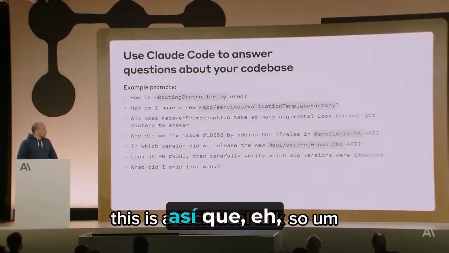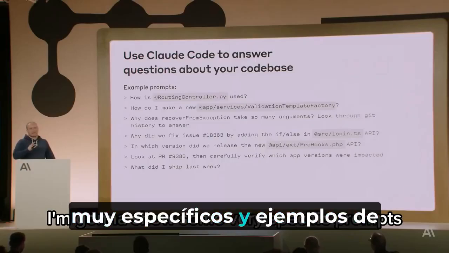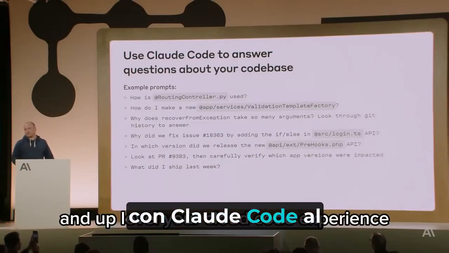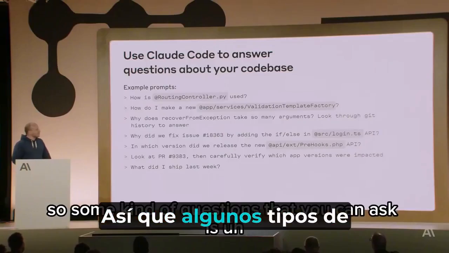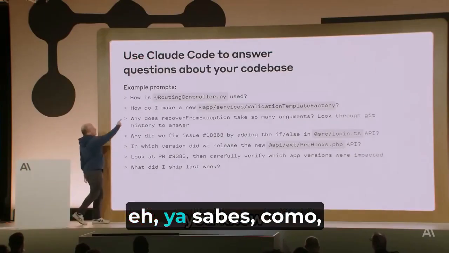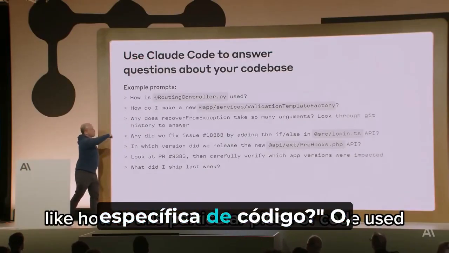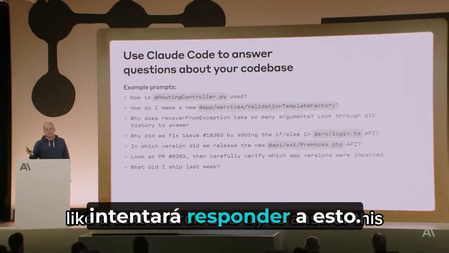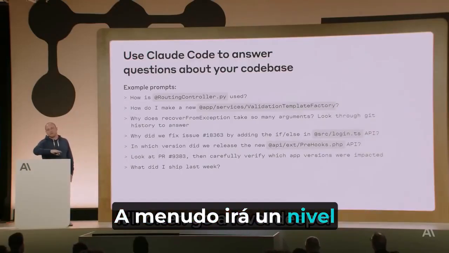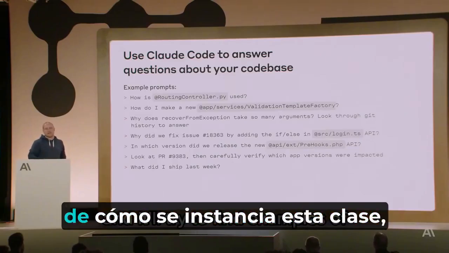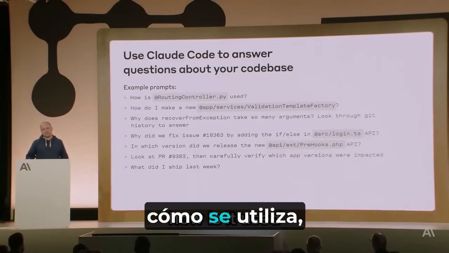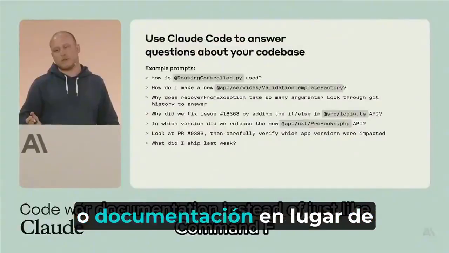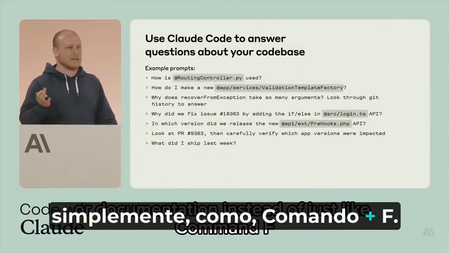This is a technical talk, so I'm going to show some very specific prompts and very specific code samples that you can use and hopefully improve and up-level your Claude Code experience. Some kind of questions that you can ask are, like, how is this particular piece of code used, or how do I instantiate this thing? And Claude Code won't just do a text search and try to answer this. It'll often go a level deeper, and it'll try to find examples of how this class is instantiated, how it is used, and it'll give you a much deeper answer, something that you would get out of a wiki or documentation, instead of just Command F.